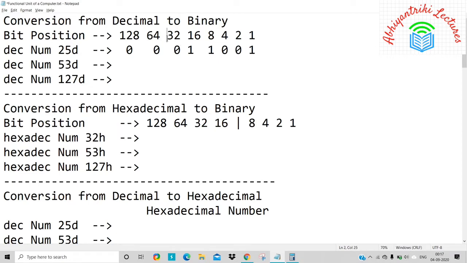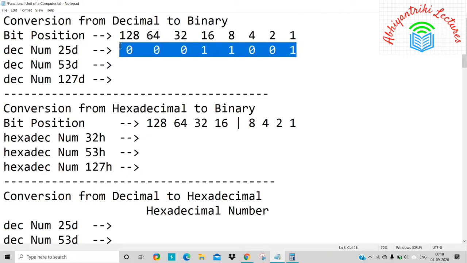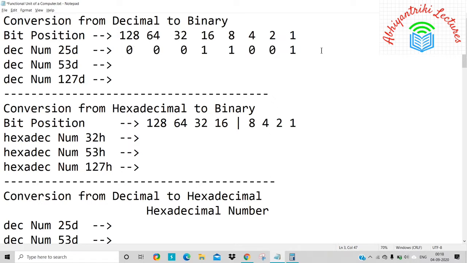So this is how we write numbers. Now this is the binary equivalent of 25D. How do we represent it? 0 0 0 1, and 1 0 0 1 D. D stands for decimal.